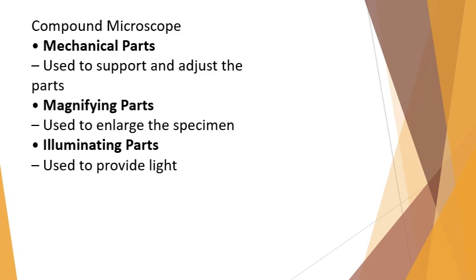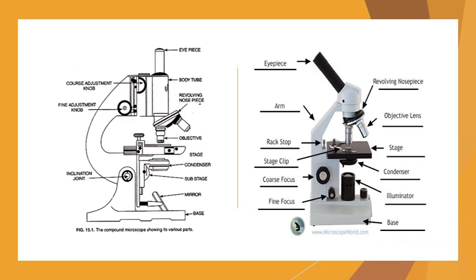For simplicity, we divide a compound microscope into three main parts: the mechanical part, the magnifying part, and the illuminating part. We discuss all these parts one by one. In this slide I have indicated with a red underline the mechanical parts of the microscope.